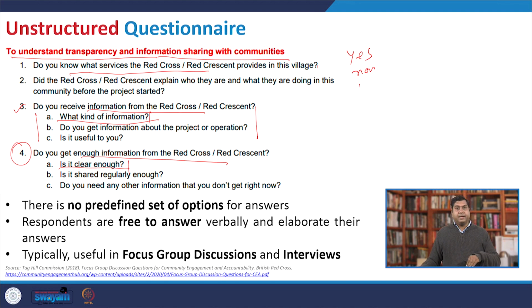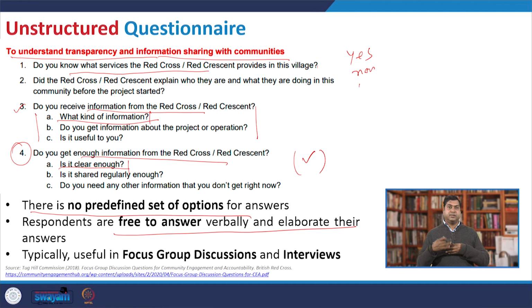So in such cases I cannot expect a very clear answer, or maybe as a researcher I do not want to put some kind of bias on the respondent, that okay, you select that it is clear, it is not clear, it is somewhat clear. So rather you just listen to that particular respondent, what he or she is replying to this question. So in an unstructured questionnaire there is no predetermined or predefined set of options to answer. Respondents are free to answer verbally or elaborate their answer as well. So it is not just like ticking one answer. One can say why it is not enough.